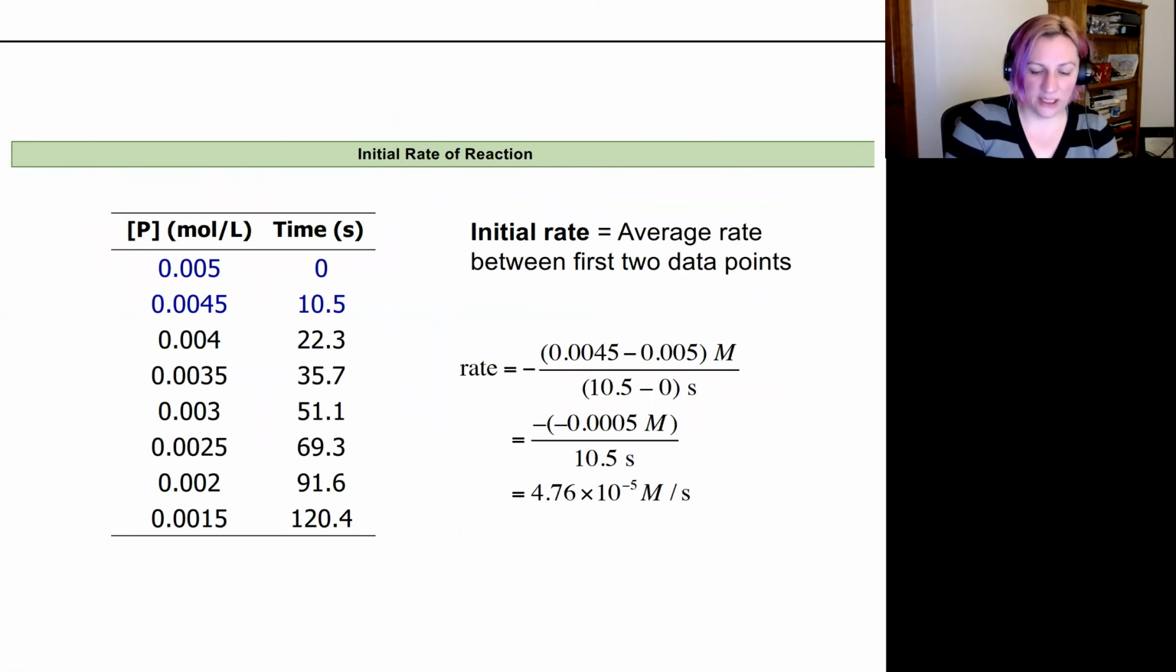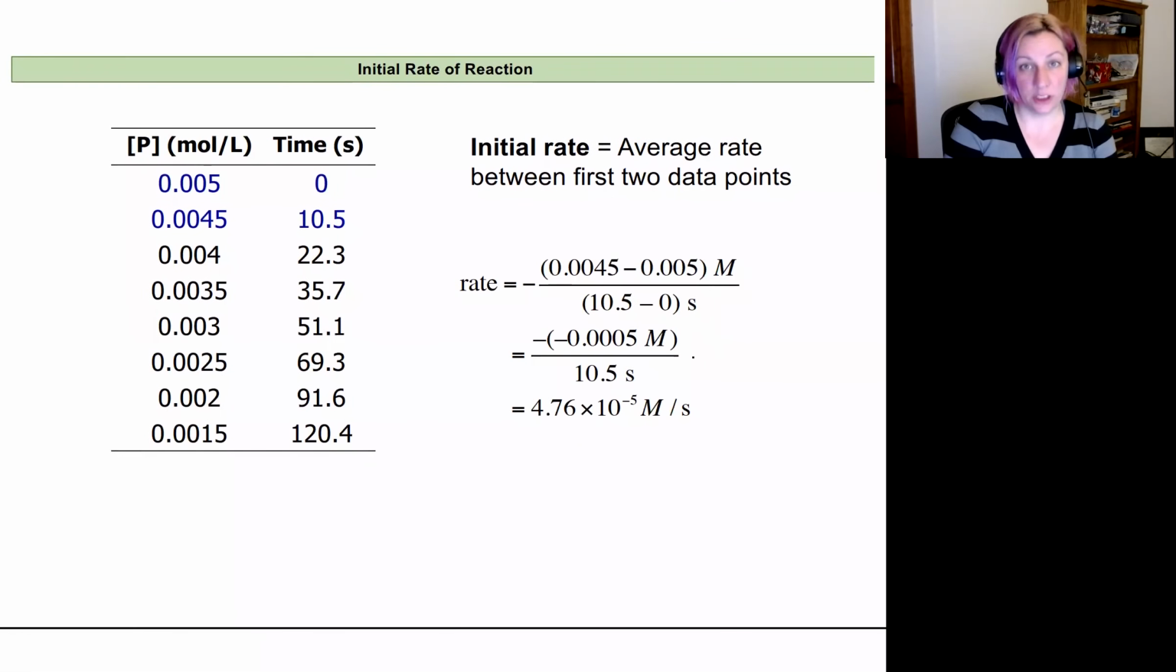All right, but now I'd like to talk about the type of rate that we're going to use the most in this class, and that is the initial rate of the reaction. And so this is one of our average rates. It's not an instantaneous rate, and it's an average rate between our first two data points that we would collect in a lab.